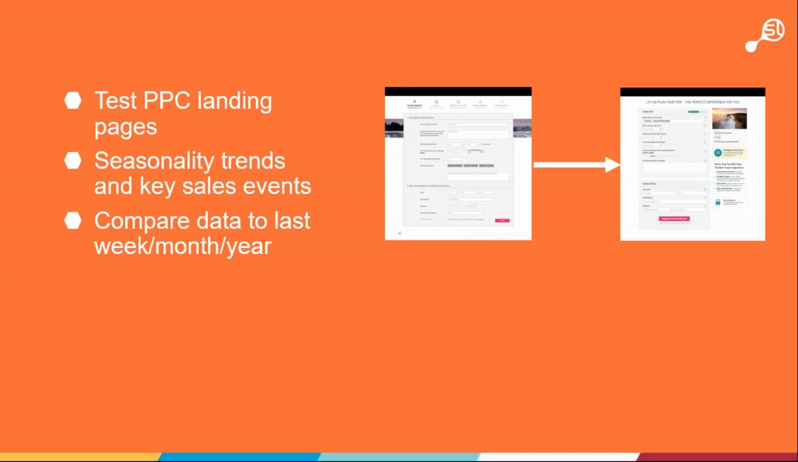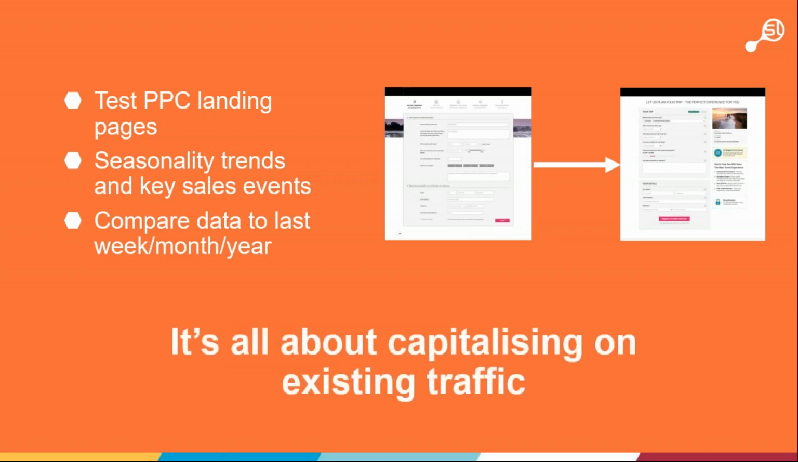So as I've mentioned, test PPC landing pages. So if you have maybe a sales event, a key sales event, or whether there's something like at the beginning of the week, conversions tend to be at the highest. Start to do these multivariable tests and then compare that data to the last week or last month.